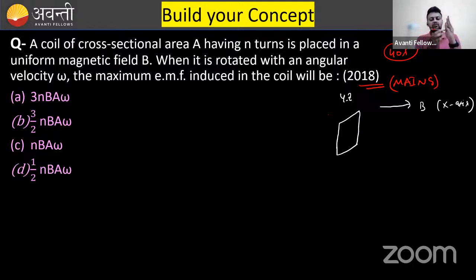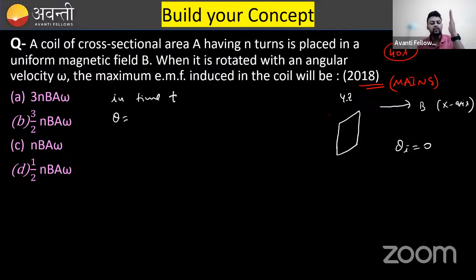Now, area vector is always perpendicular to the surface or to the plane. Now, this is being rotated by some angular velocity omega. Clear? So if the loop is being rotated, can you see that this area vector will also rotate? If the loop rotates, its area vector will also rotate. So in time t, initially the angle theta initial is 0. How much angle will it rotate in time t?